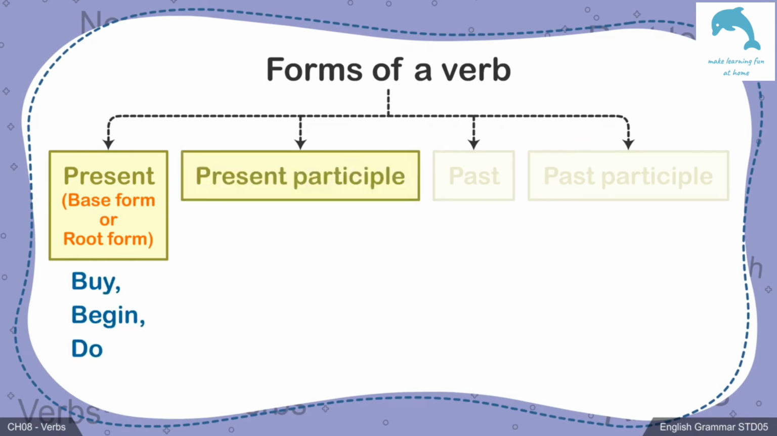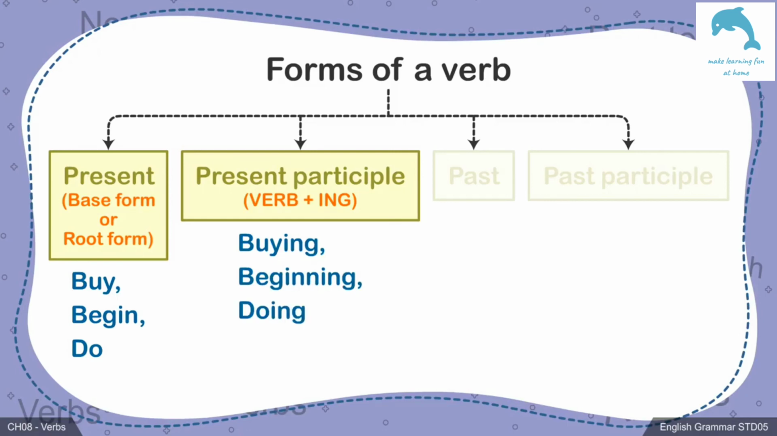The present participle form of the verb is where an ing is added after the verb. Thus, the present participle form will be a verb plus ing form. For example, the present participle forms for the same verbs will be buying, beginning, doing, etc. Next, we will learn about the third form, that is past tense form. This simply means the verb given in its base form must be written in past tense. For example, bought, began, did, etc.